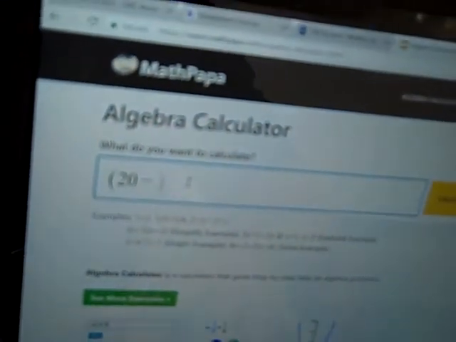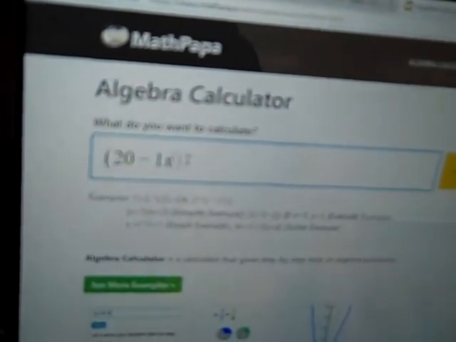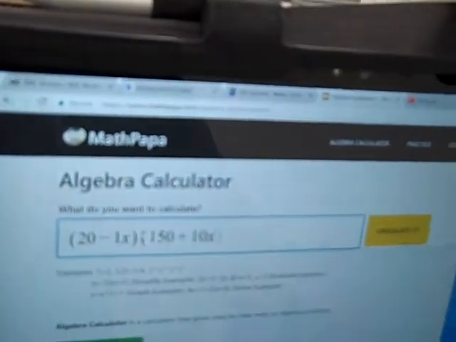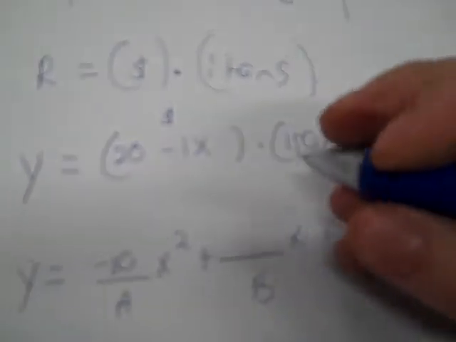Okay, and I have that up. And I just punch it in. So parentheses, 20 minus 1 with x, close it. And then parentheses, 150 plus 10x. That does the rainbows for you, okay? We've done those enough. We're good. Okay, so I got negative 10x squared, so negative 10, and then 50, and then 3,000.